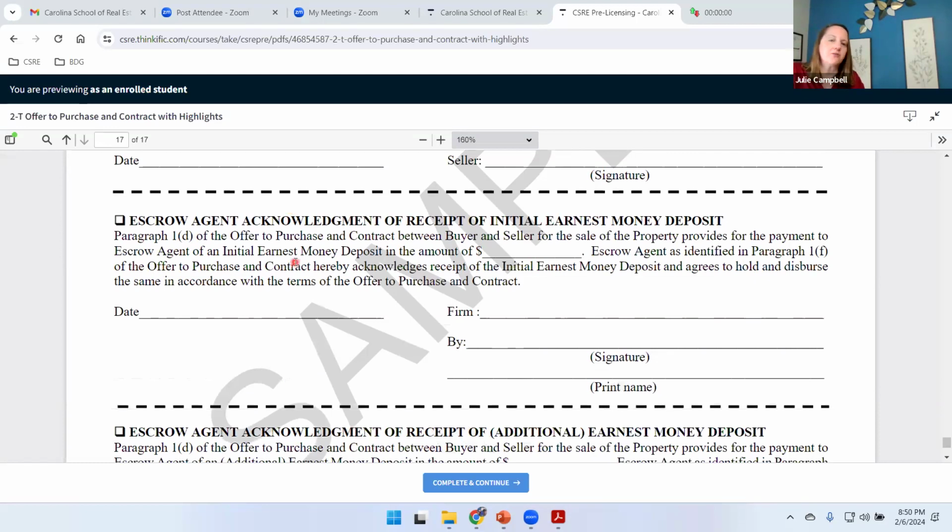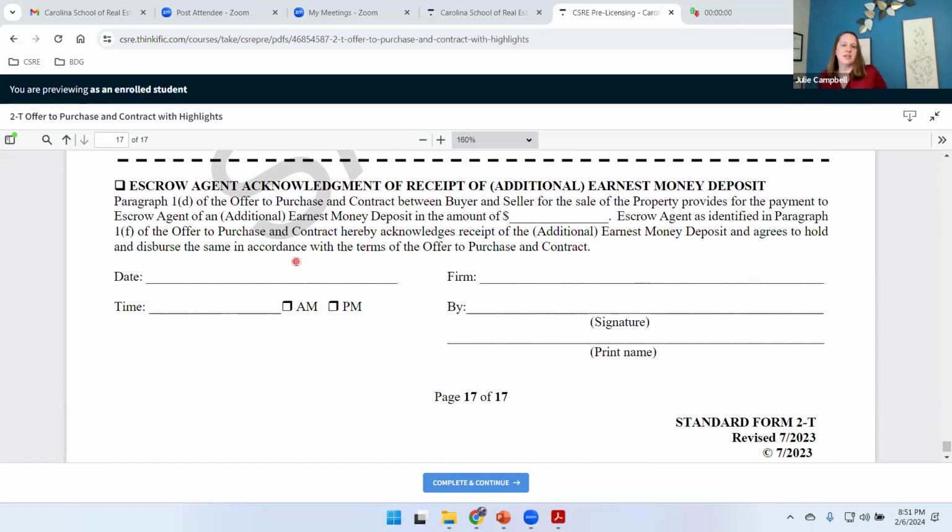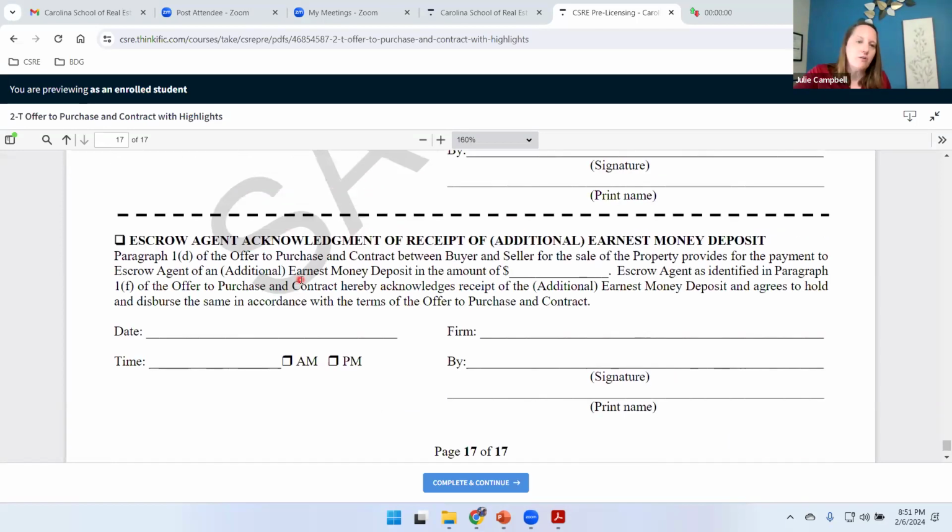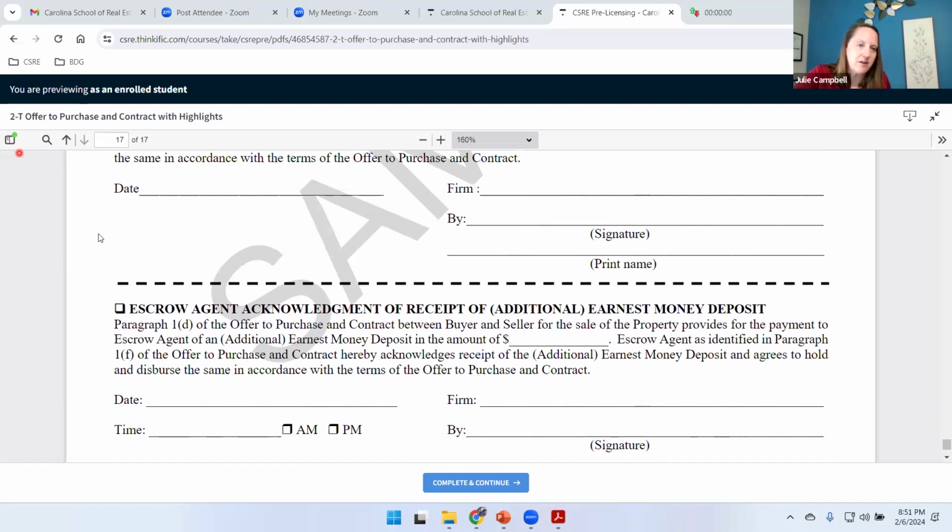Buyer's agents, you are also delivering the earnest money to the escrow agent. The escrow agent needs to sign acknowledging receipt. There's initial earnest money, and then if there's any additional, you will notice the additional earnest money has a place not just for the date that it was received, but also the time, because additional earnest money is time is of the essence. So we need to make sure that that additional earnest money was delivered on time.